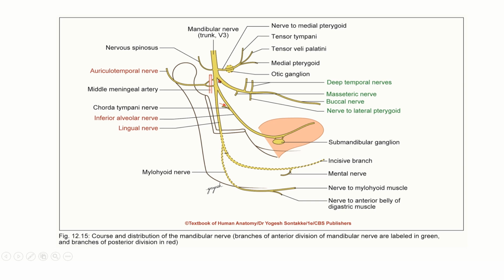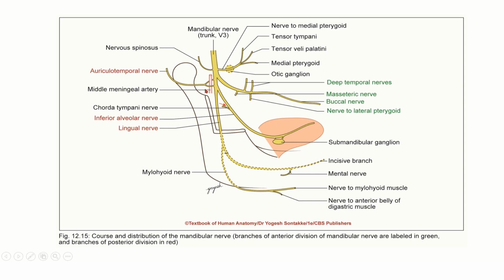Here you can see this is the posterior division, and this is the anterior division. From the anterior division you can observe the deep temporal nerves, the masseteric nerve, and the nerve to lateral pterygoid, which are the motor nerves, and you can see the buccal nerve, which is the sensory branch. There are three motor branches and one sensory branch from the anterior division.